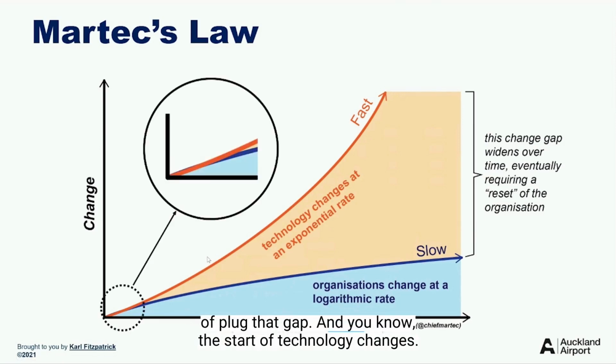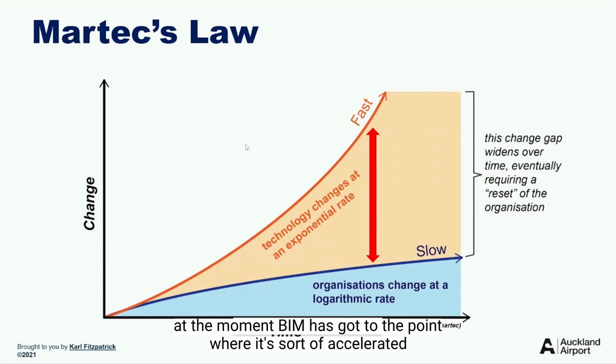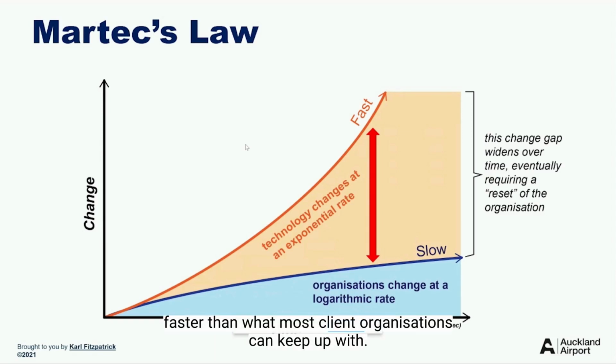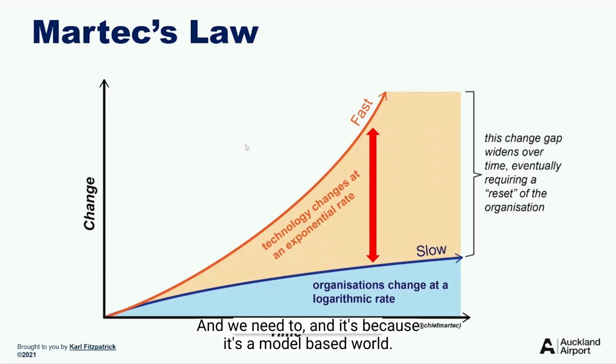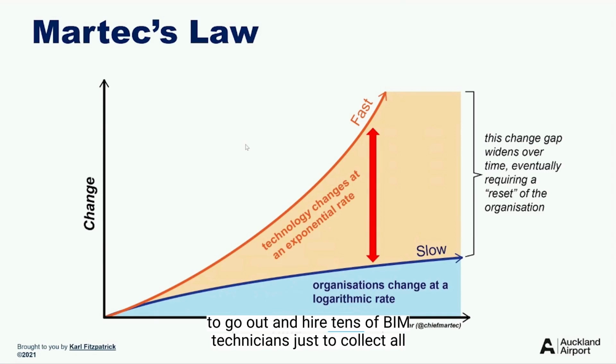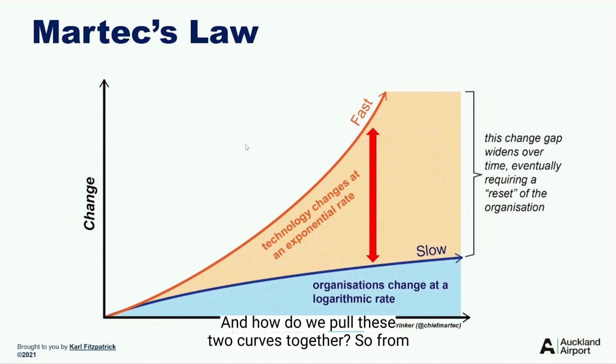And at the start of technology changes, you don't really notice the difference. But I think at the moment, BIM has accelerated faster than most client organizations can keep up with, and it's because it's a model-based world. So you've got client organizations who think they need to hire tens of BIM technicians just to collate all their data and pull it together, and it's finding people that don't really exist in the world at the moment. And how do we pull these two curves together?